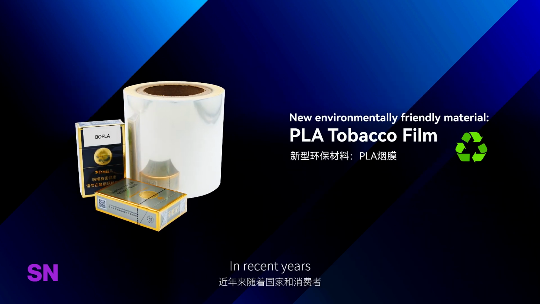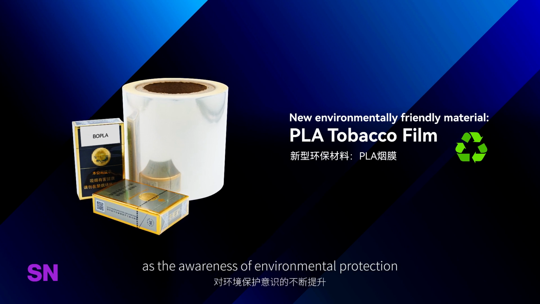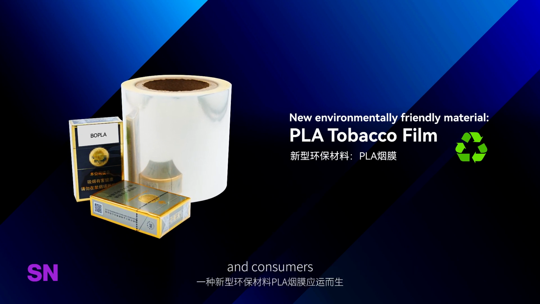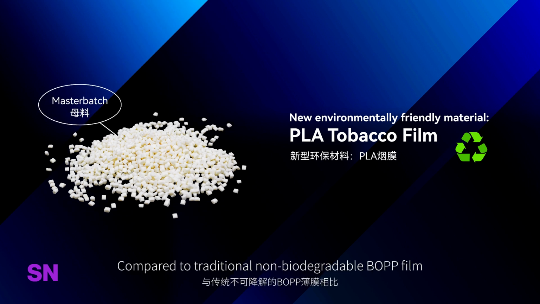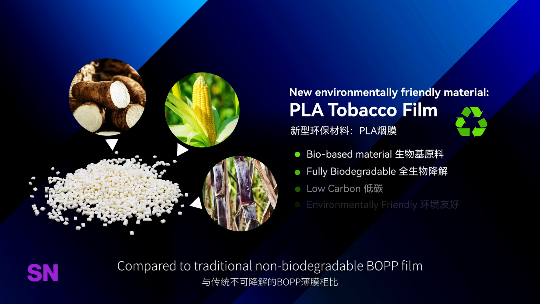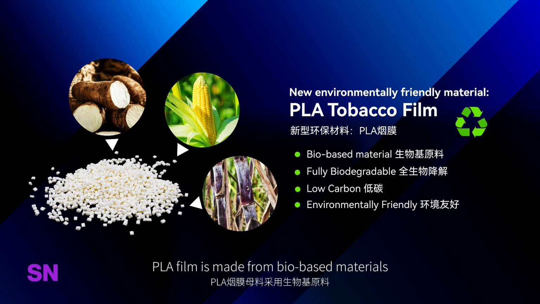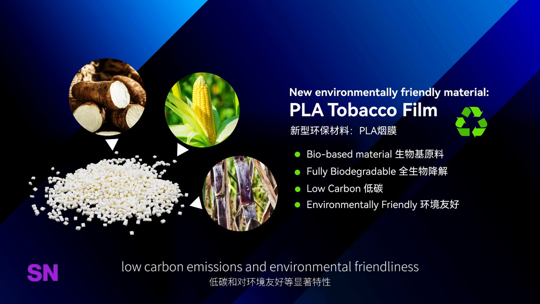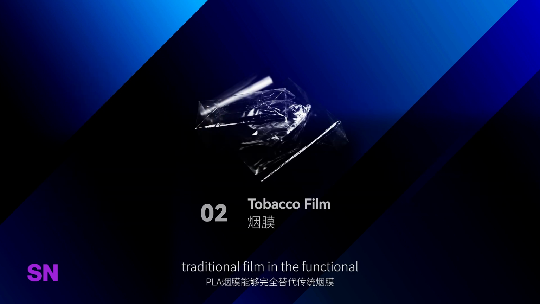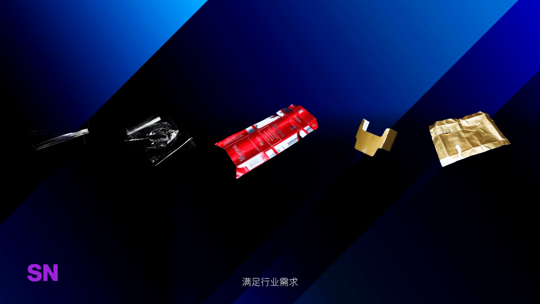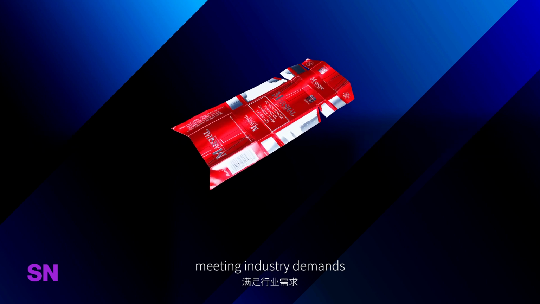In recent years, as the awareness of environmental protection continues to grow among governments and consumers, a new eco-friendly material, PLA film, has emerged. Compared to traditional non-biodegradable BOPP film, PLA film is made from bio-based materials, offering significant characteristics such as complete biodegradability, low carbon emissions, and environmental friendliness. Moreover, PLA film can fully replace traditional film in the functional application of tobacco products, meeting industry demands.